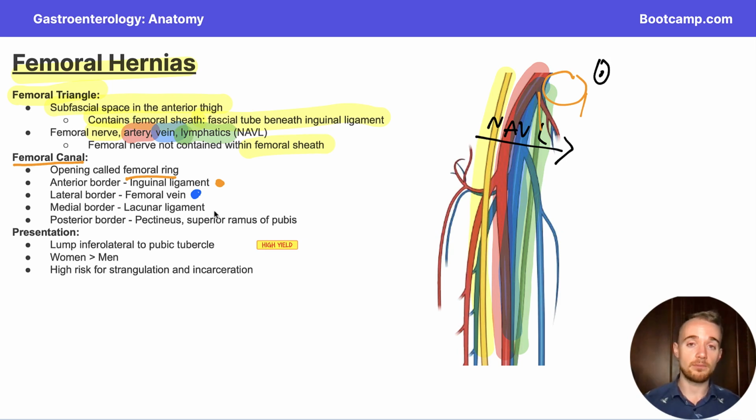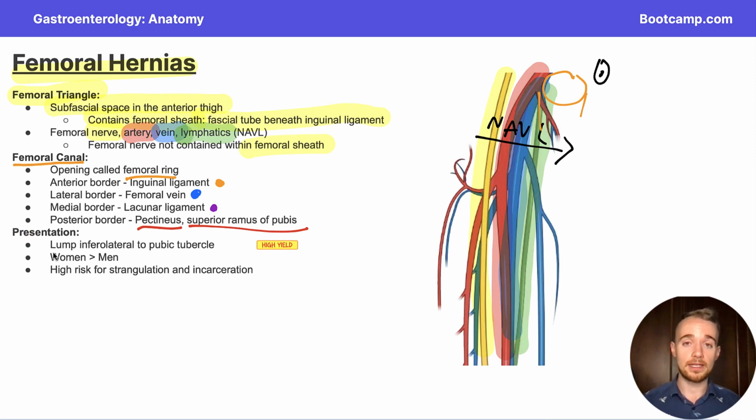And then our medial border is going to be the lacunar ligament, which is a small ligament that connects our inguinal ligament to our pectineal ligament. And this is going to be our medial border, with our posterior border being formed not only by the pectineus, but also by the superior ramus of the pubis itself. So with those landmarks established, you should now have a good idea of where exactly this femoral canal is. So now let's get into the presentation of a femoral hernia, which is going to be extremely high yield.